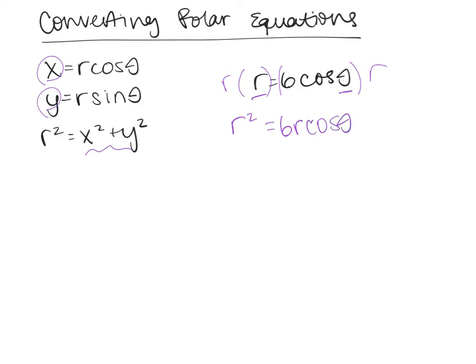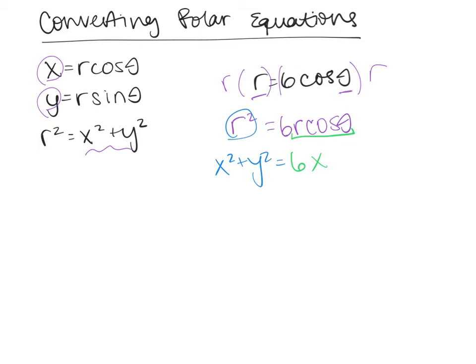So now from here, we can substitute some things. We know r squared is equal to x squared plus y squared. We know r cosine of theta is equal to x. So now we have x squared plus y squared equals 6x.